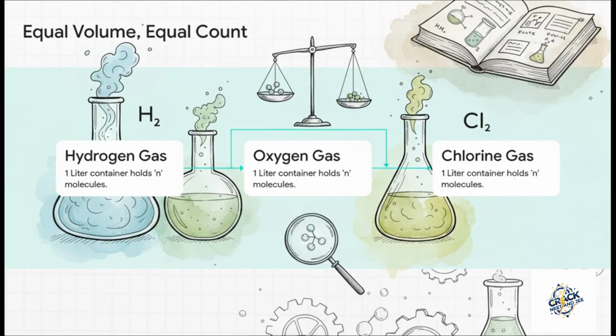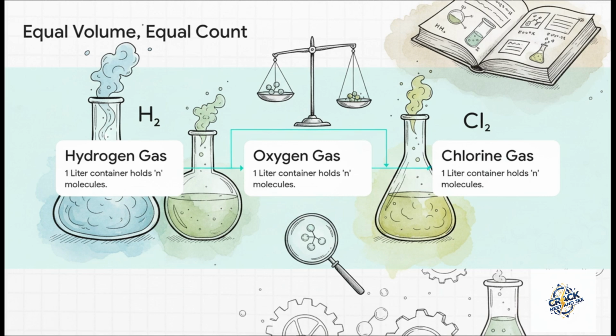Let me break it down with an analogy. Let's call it the magic measuring cup. Imagine you have 3 boxes, and they're all exactly the same size. Now, you fill the first box with hydrogen gas, you fill the second with oxygen gas. Avogadro's law tells us that it doesn't matter what gas you use. As long as the boxes are the same size and at the same temperature and pressure, they will all hold the exact same number of molecules.